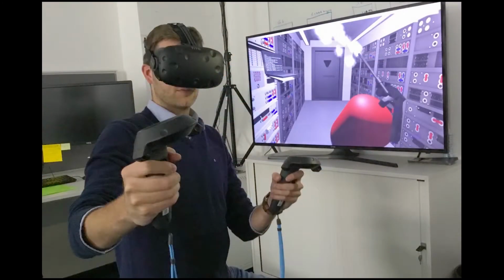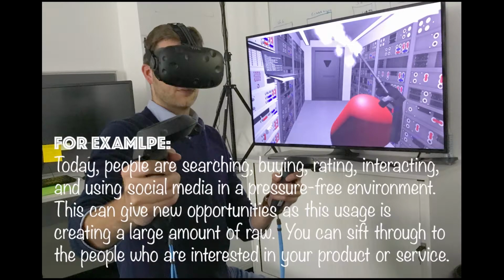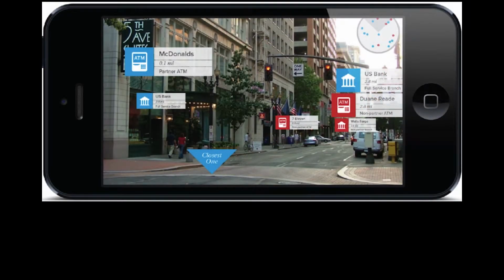What is the positive factor of augmented reality? But this technology also has negative factors.